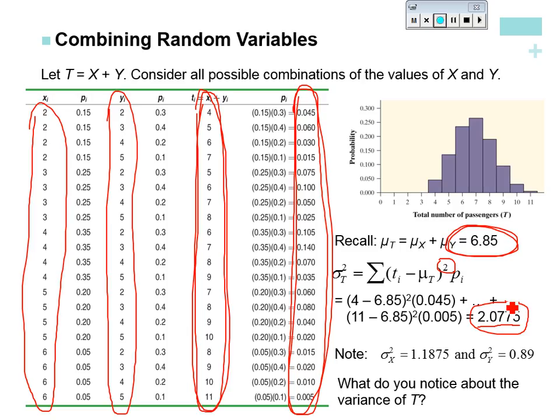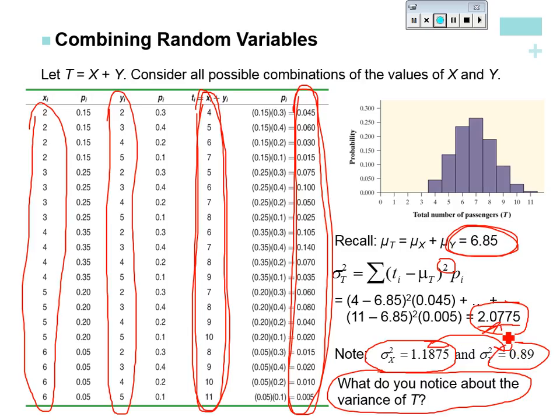So this value right here is the standard deviation squared for Pete's Jeep Tours. This value here is the standard deviation squared for Aaron's Adventures. And the question here says, what do you notice about the variance of T? Well, if you were to take these two values and put them together, this is what you would get for their sum.